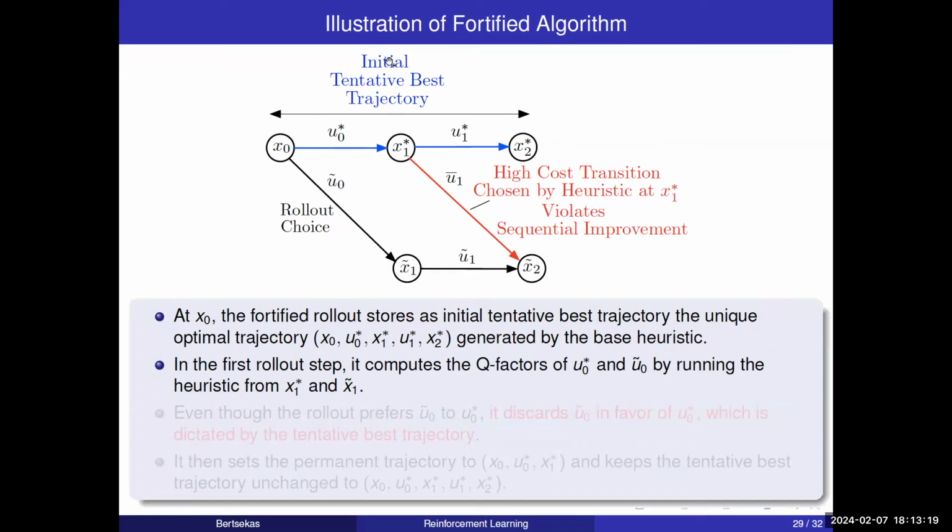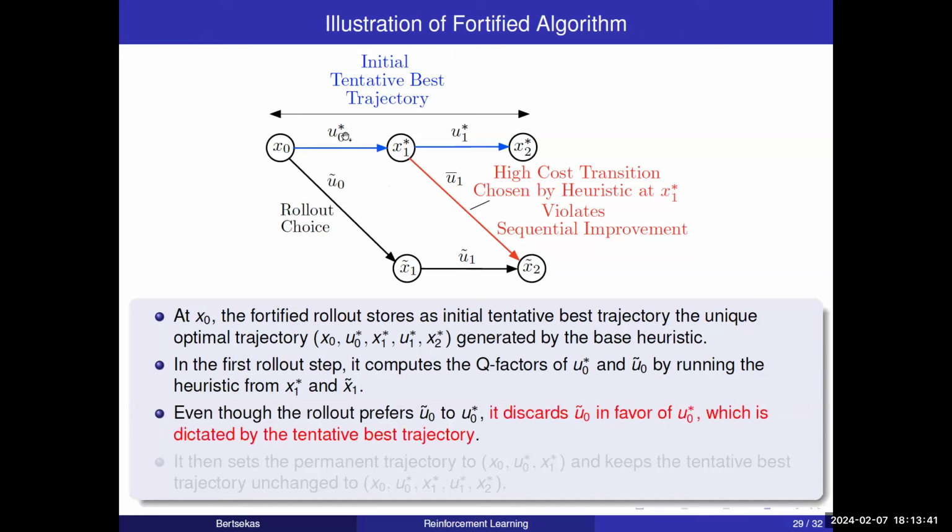But then we compare it to the tentative best trajectory, which we obtained initially, and we see that this tentative trajectory has a higher cost, or sorry, a lower cost. So we discard the rollout control, and we simply move to x1 star instead of x1 tilde. And so in this way, we overcome this problem, and in this particular example, we end up with the optimal trajectory.